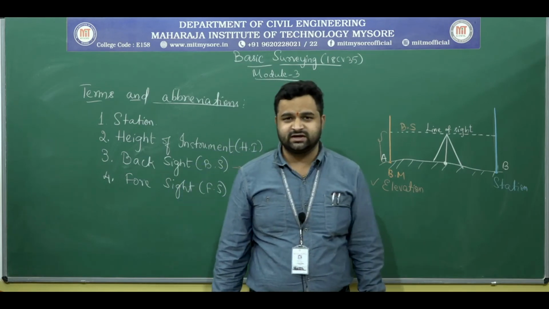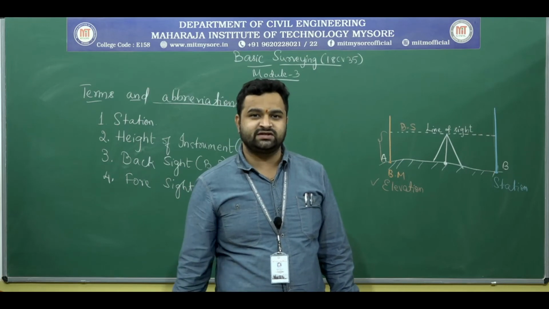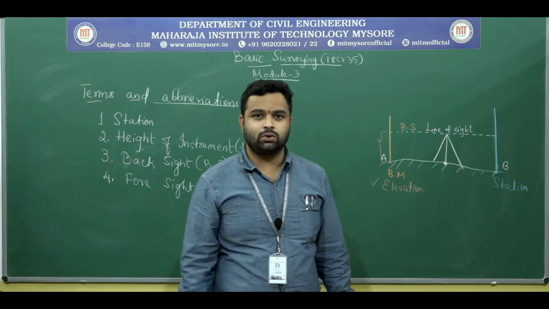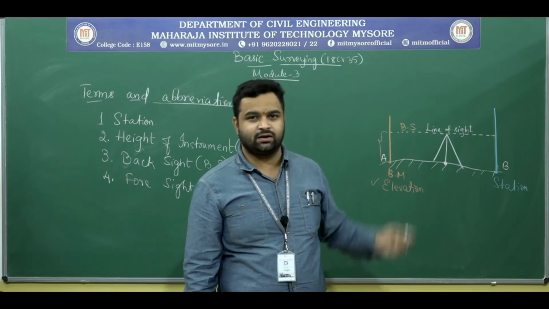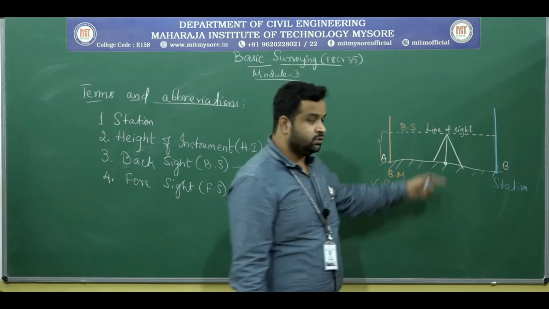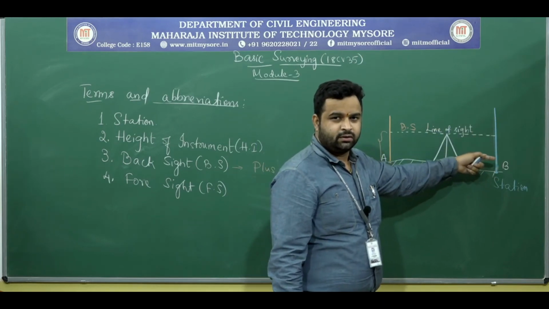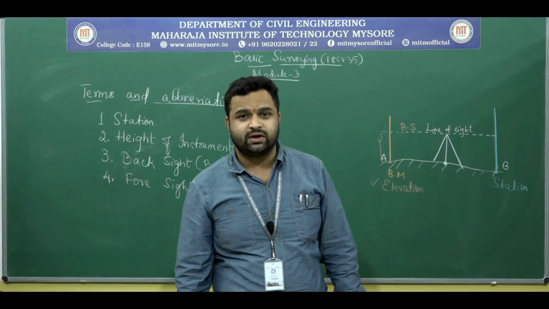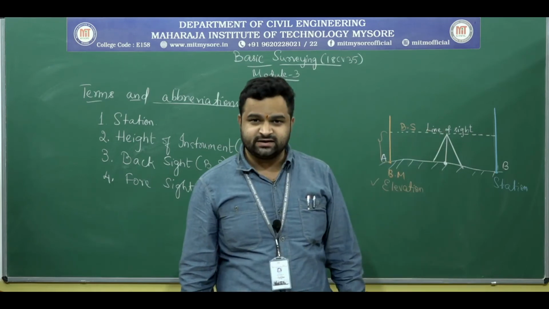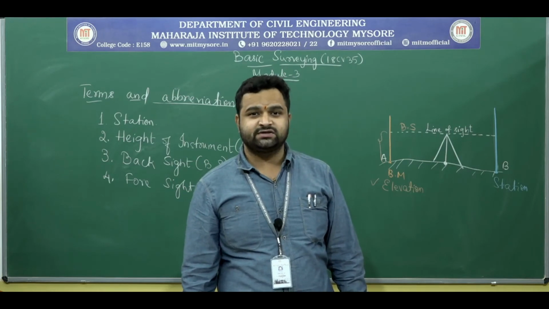So foresight is the sight taken on a rod held at a point of unknown elevation to ascertain the amount by which the point is below the line of sight or above the line of sight, and thus to obtain the elevation of the station. Okay, you can take a sight by keeping the rod at the unknown point. It is also known as minus sight, as the foresight reading is always subtracted from the height of the instrument to get the elevation of the object.